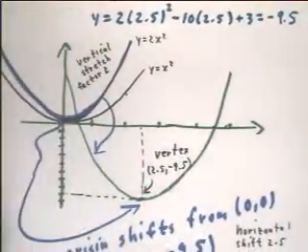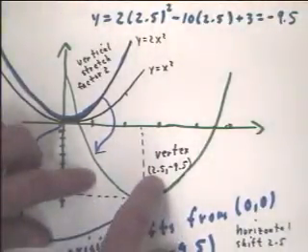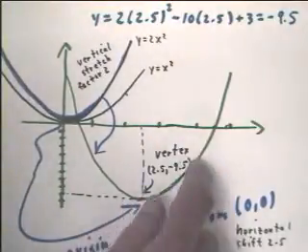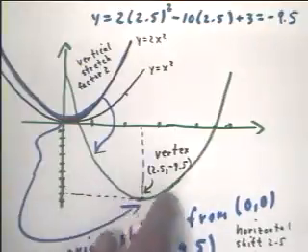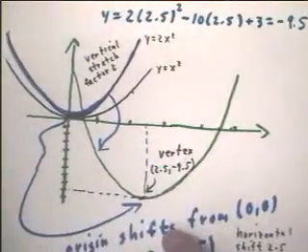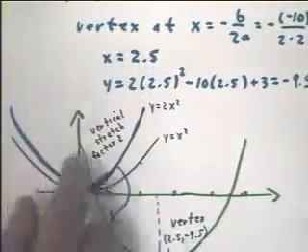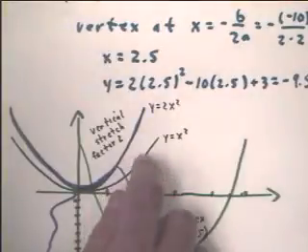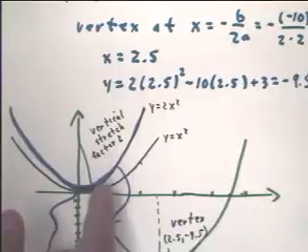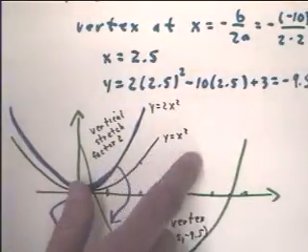If we then look at the graph, we see that the graph is going to have the vertex at 2.5, negative 9.5. And the shape of the graph is going to be the same as the shape of y equals 2x squared. Now, how do we get the shape of y equals 2x squared? Well, we start with the graph of y equals x squared. At every point on this graph, we make a point for the graph of y equals 2x squared that's twice as far from the x-axis as the corresponding point on the y equals x squared graph.